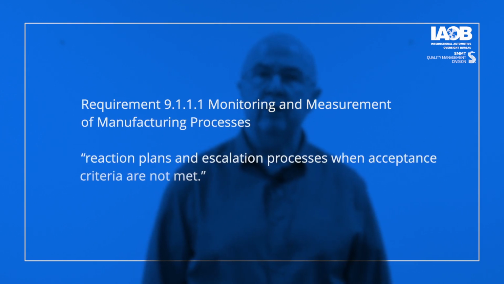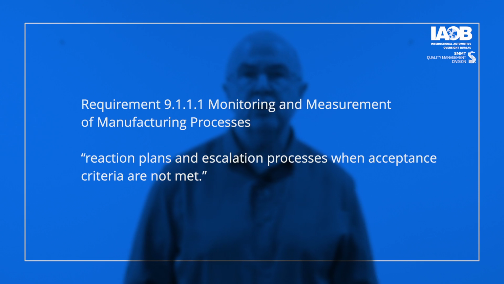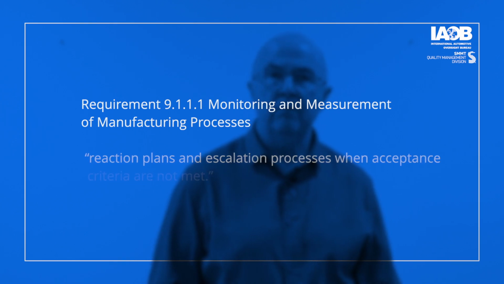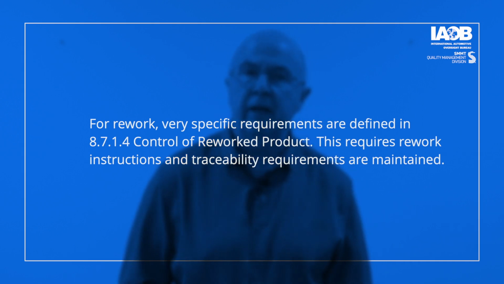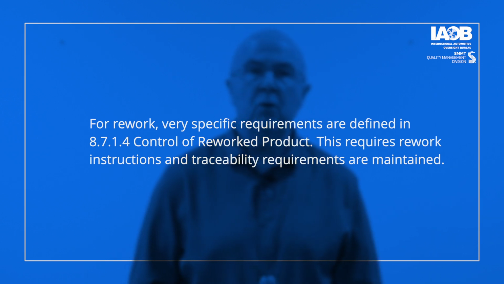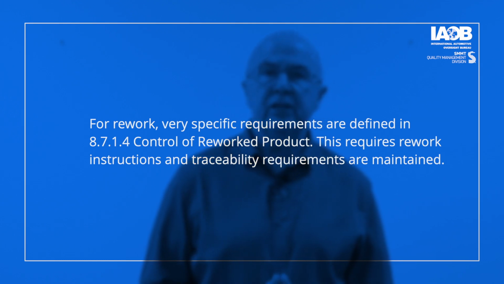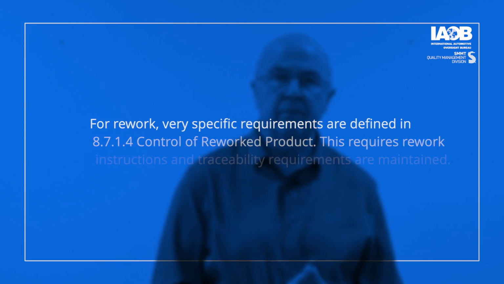Let's summarise then the key learning points. In IATF 16949 9.1.1.1, which relates to monitoring and measurement of manufacturing processes, it is stated: reaction plans and escalation plans when acceptance criteria are not met. For rework, very specific requirements are defined in IATF 16949 8.7.1.4, control of rework product. This requires that rework instructions and traceability requirements are maintained.